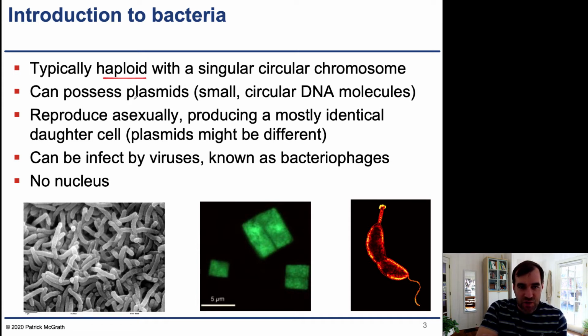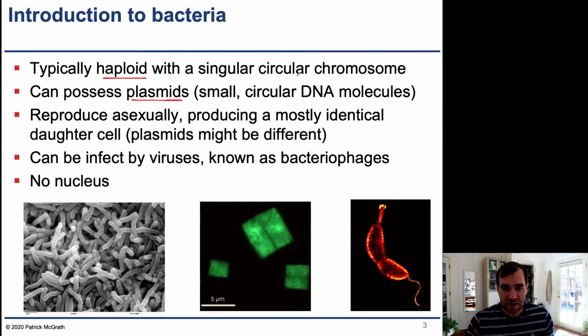Bacteria can also possess plasmids. Plasmids are outside of their normal chromosome, and these are very small circular DNA molecules. There can either be a single plasmid per cell, a handful of plasmids per cell, or even hundreds to thousands of plasmids per cell. So it's very varied depending on the exact plasmid and the molecular mechanisms of replication that plasmid uses.